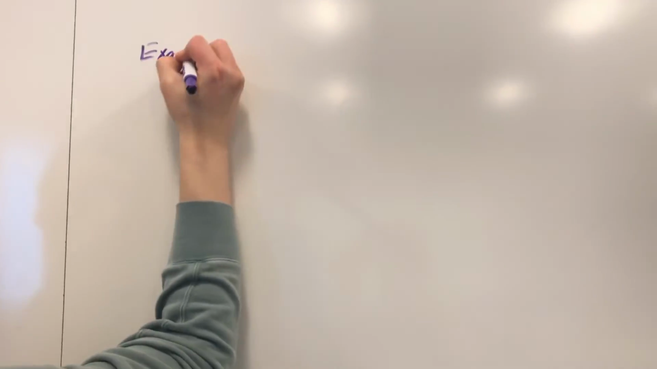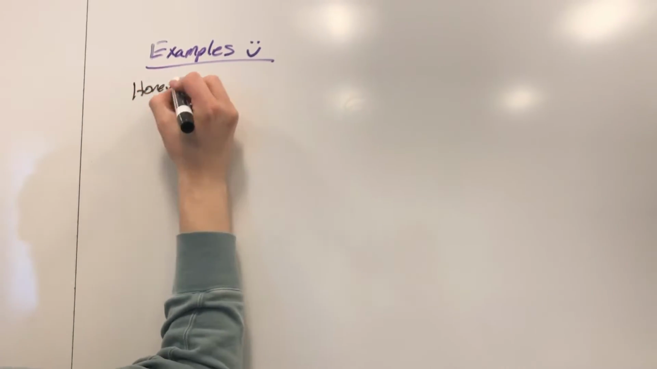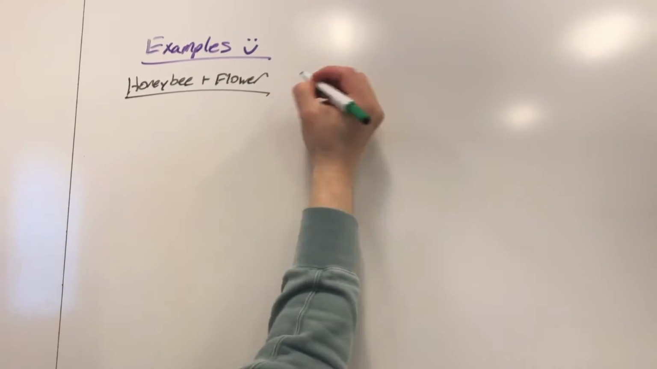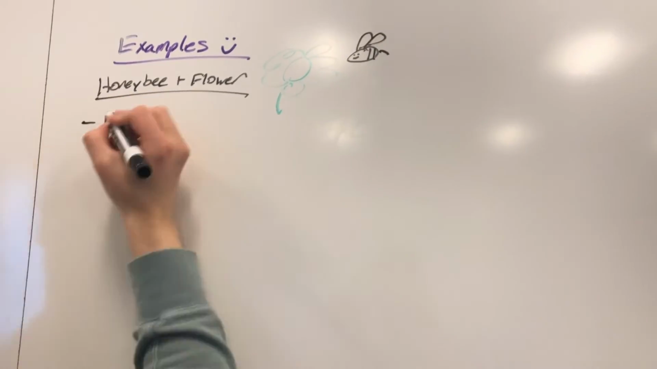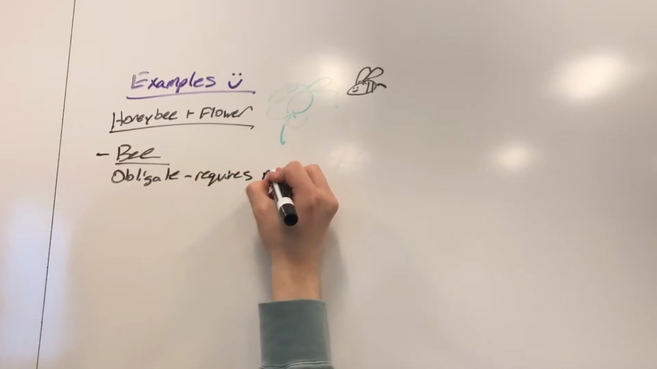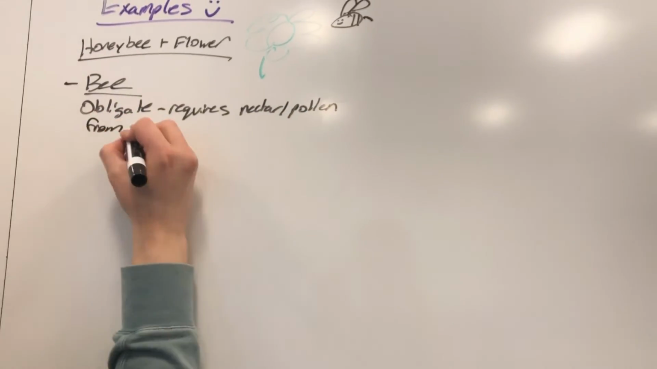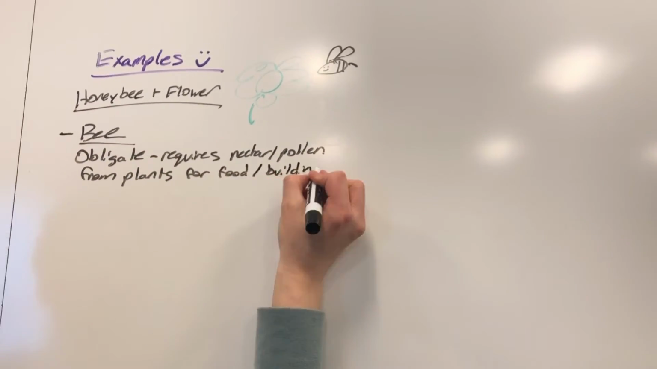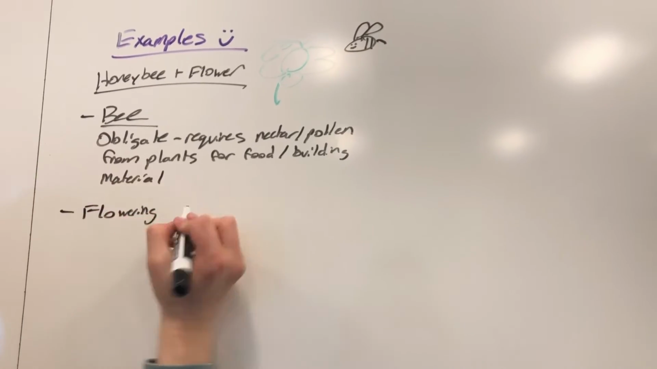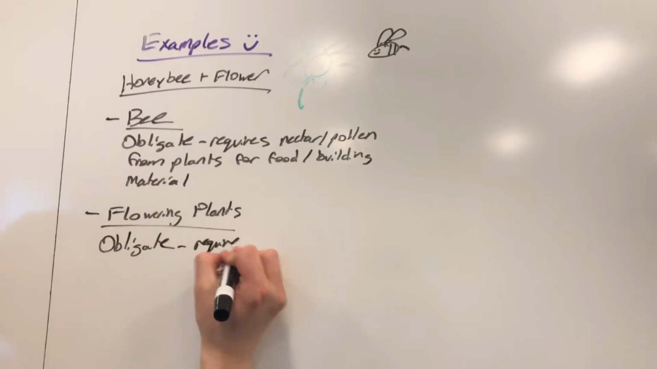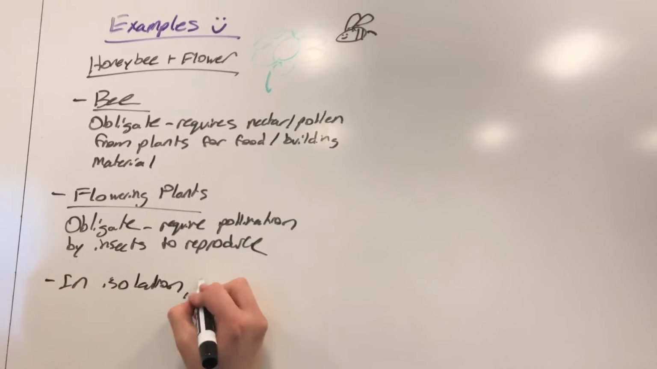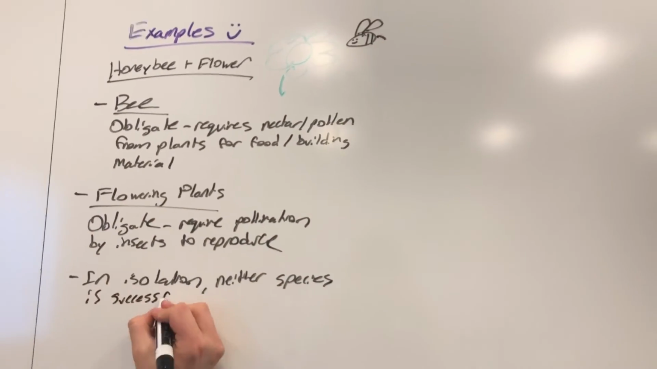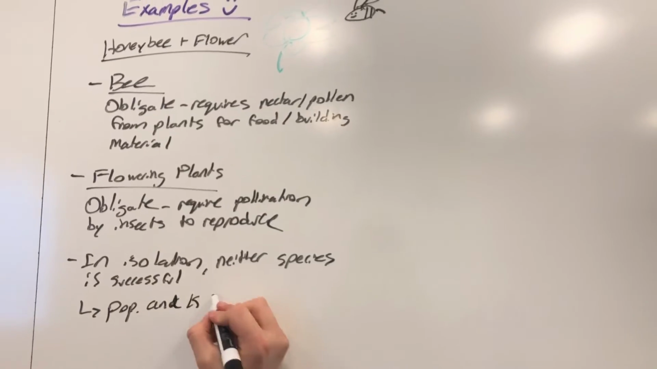Now let's look at some mutualistic relationships in action. Honeybees and flowering plants have a mutually obligate relationship because both organisms benefit from interacting with each other and their populations could not survive without the other organism. Honeybees need the nectar and pollen from flowers to convert into food and to use as building materials to construct hives, while flowering plants need the bees to carry their pollen to other flowers in order to reproduce. In isolation, neither species could survive because each species plays an essential role in each other's life and reproductive cycles.